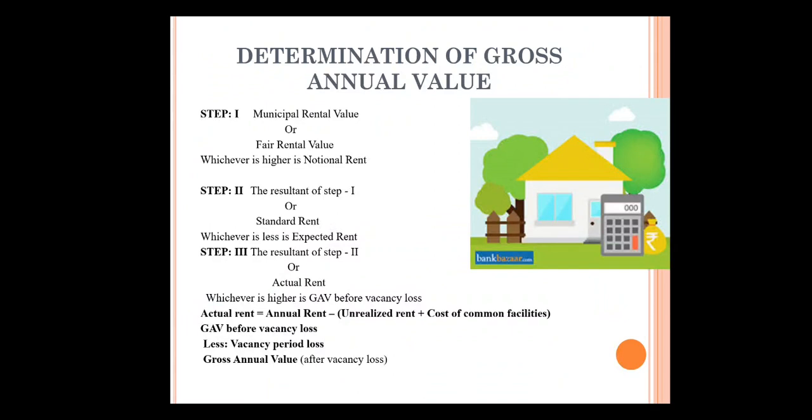The step 2 answer is taken for step 3. In step 3, we compare the step 2 answer with the actual rent. Both figures are compared, and whichever is higher is taken as GAV before vacancy loss. From that GAV, we reduce the vacancy period loss. After that, we get the gross annual value after vacancy loss.